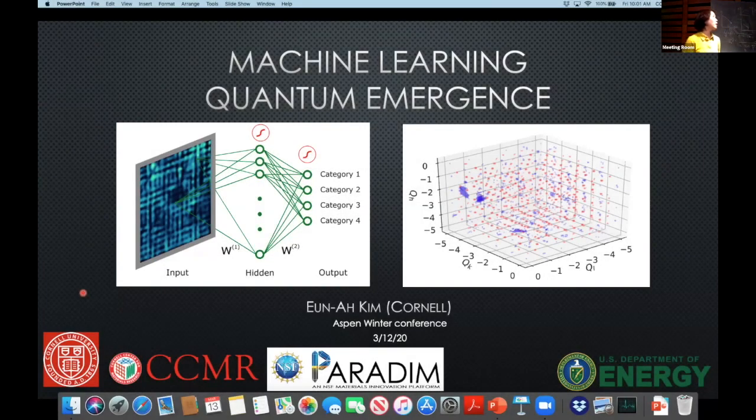I'm very happy to tell you about some of the efforts that have been going on in my group, together with many friends and collaborators, trying to make use of machine learning tools to learn from quantum matter data.